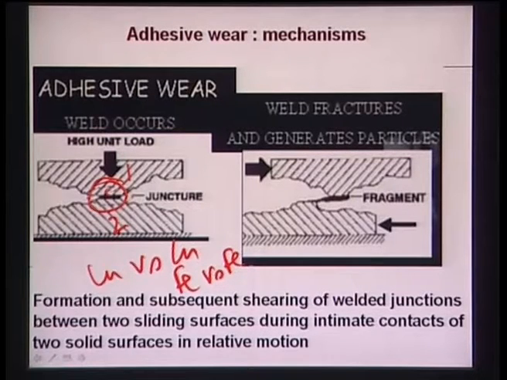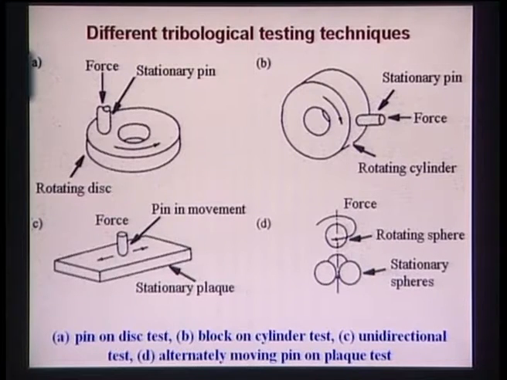Then what happens when one body is in relative motion against another body? That relative motion can only take place if the welded joint is broken as a wear fragment, and that is what has been shown here. So, formation and subsequent shearing of welded junctions between two sliding surfaces is what takes place during adhesive wear. This slide also shows the different contact configurations you can achieve in different test setups.